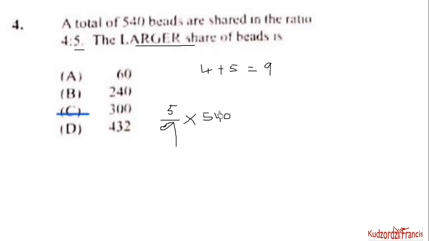So 9 will go into 54 6 times, so it means 9 will go into 540 60 times. So you get 5 times 60, and that is equal to 300. So this one is here.